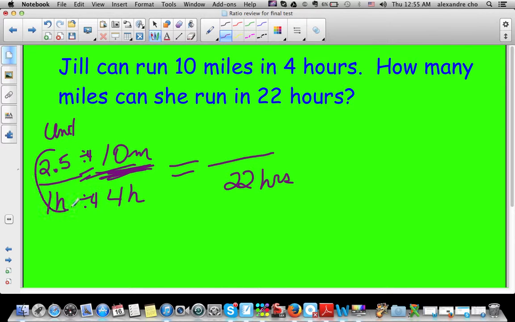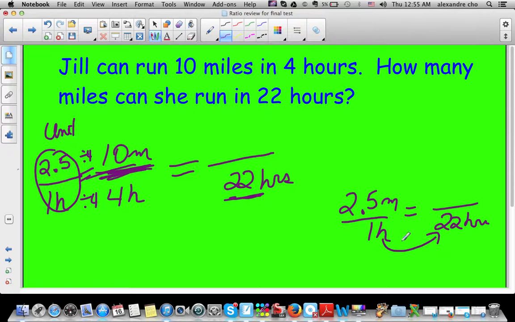So now I can use this guy here to find 22. So let me write it again on the side. So I'm going to use the unit rate, which was 2.5 miles in 1 hour. And 1 hour. And the other side was 22 hours and blank on the top. So 1 hour to get to 22 is times 22. And obviously 2.5 is going to be multiplied by 22, and that's easy enough. Okay, so 2.5 times 22 is 55 miles.